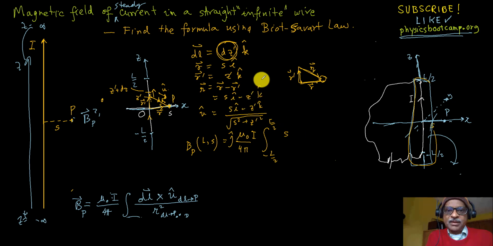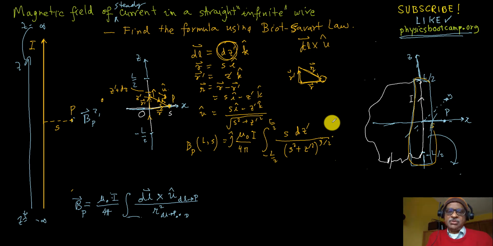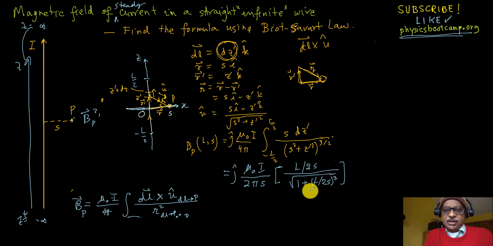So I'm doing dl cross u hat in my head. So u hat is this. You have this is just k hat, and this is dz prime in the numerator, and the denominator is r squared with one more factor of this. So you get s squared plus z prime squared to the 3/2. Okay, in the interest of time, I'm just going to write down the answer. So that's the answer when L is finite.